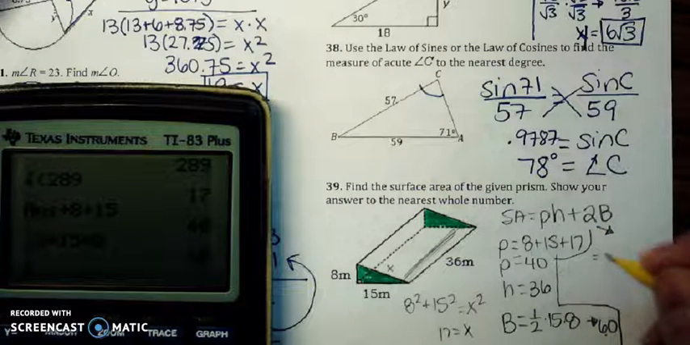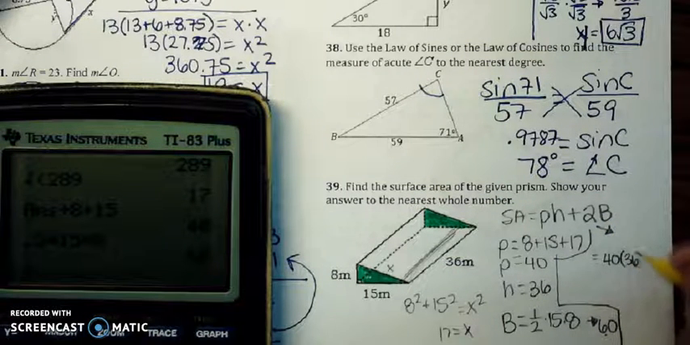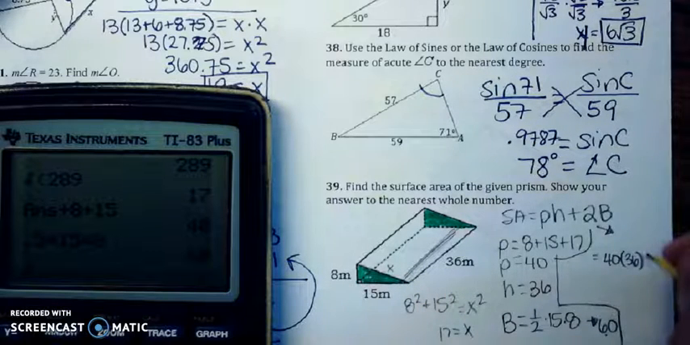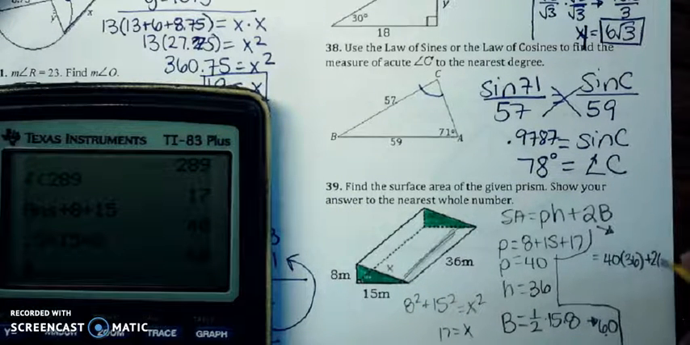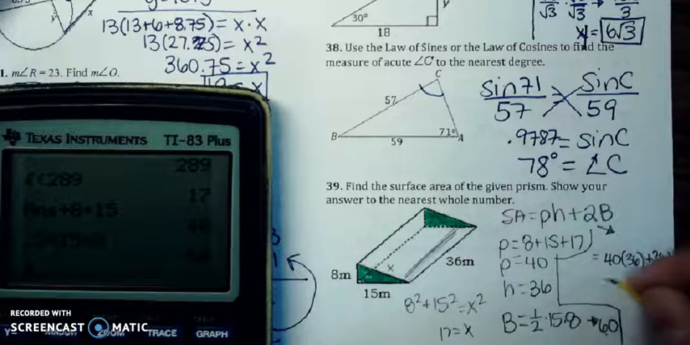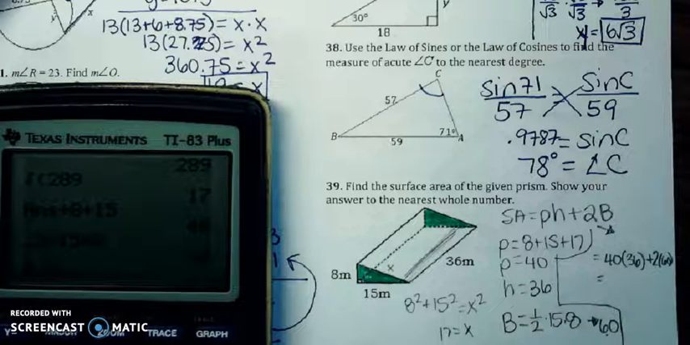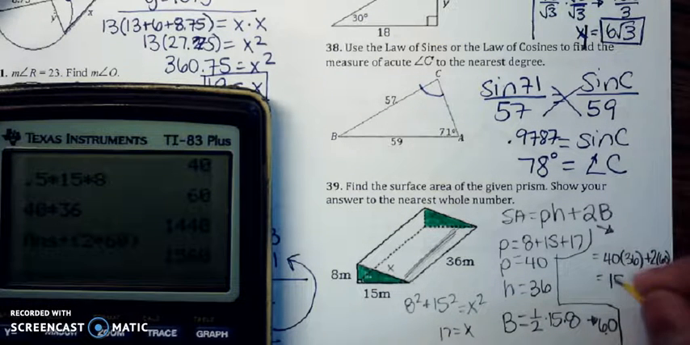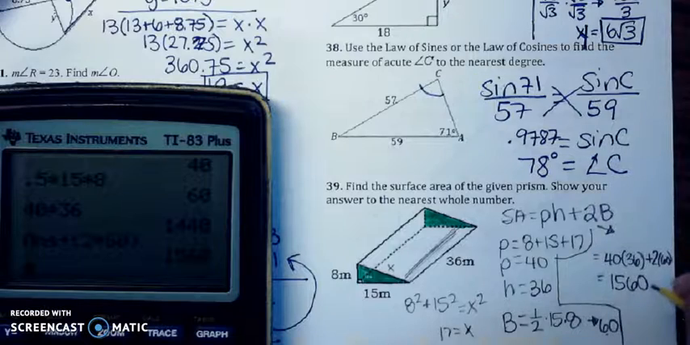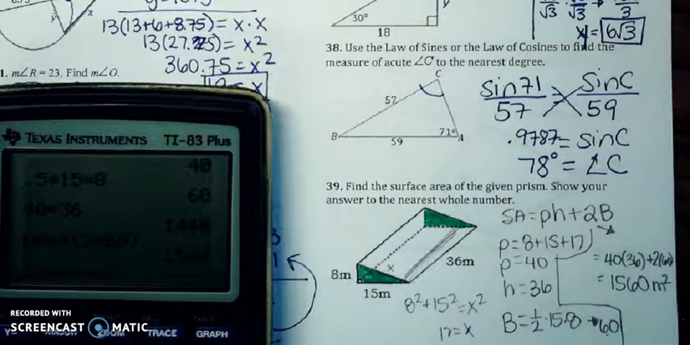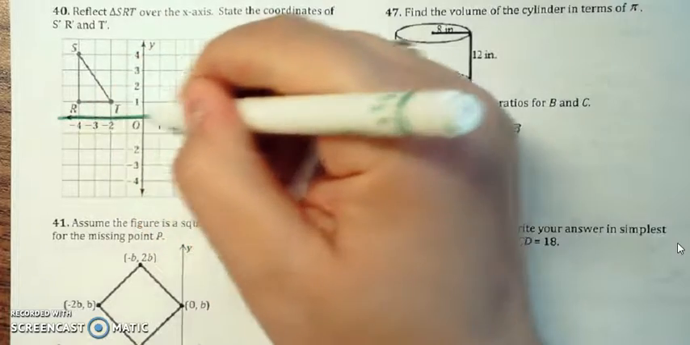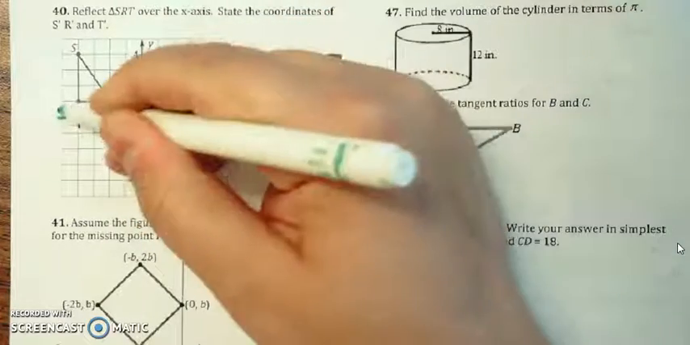So right here, perimeter 40, height 36. That will give you the area of all the rectangles in the diagram that connect the two triangles. And then 2 times my area of the base, which is 60. So 40 times 36. And then we're going to add to that 2 times 60, which will give me a total surface area of 1,560 meters squared.